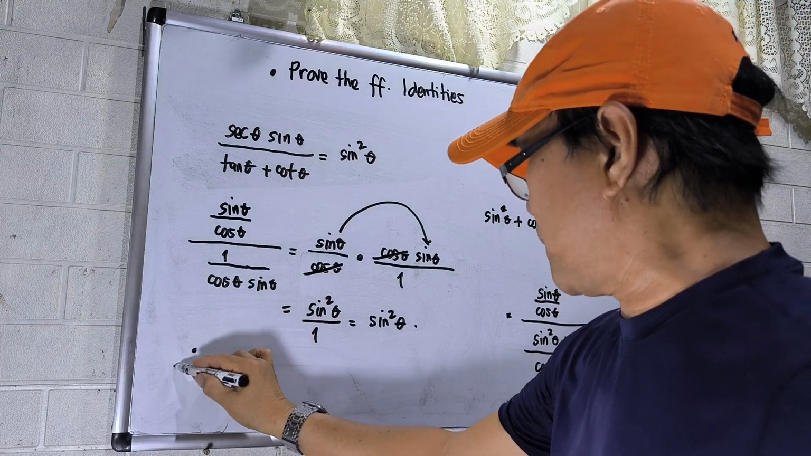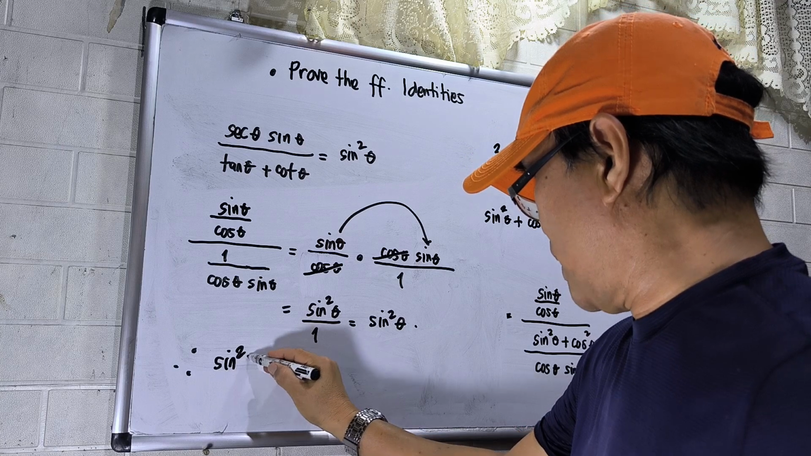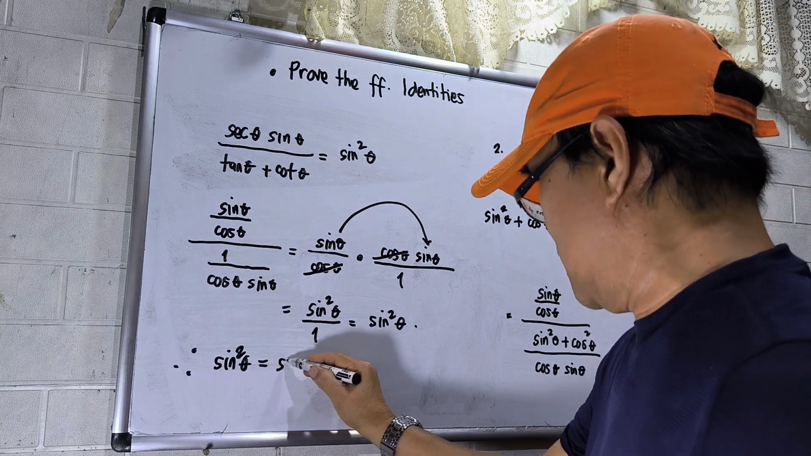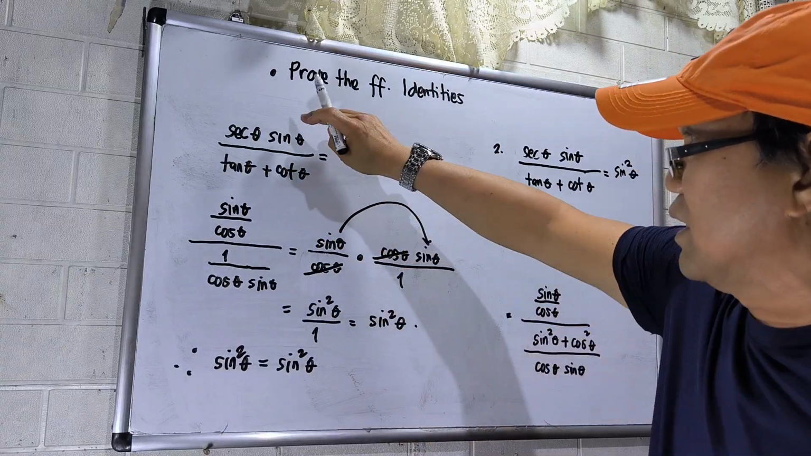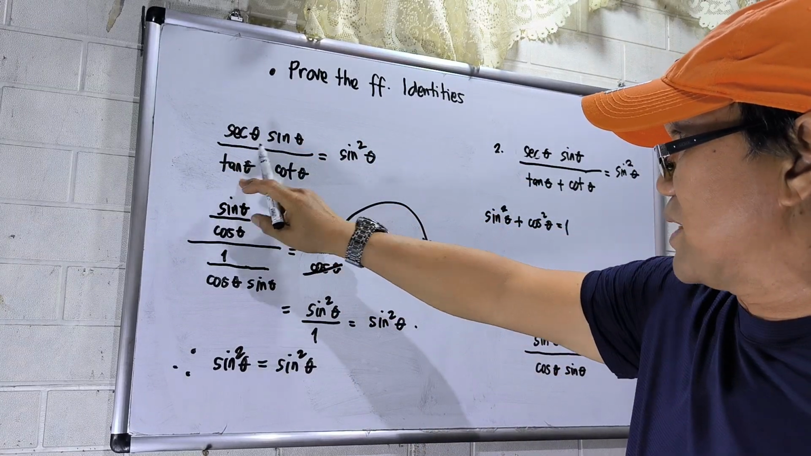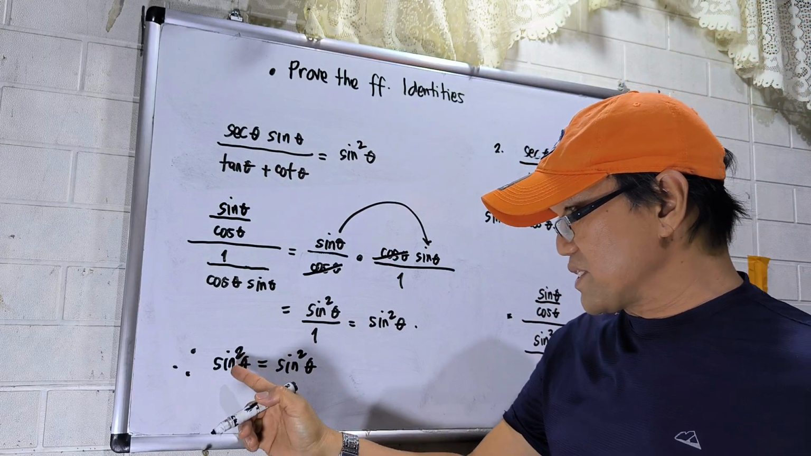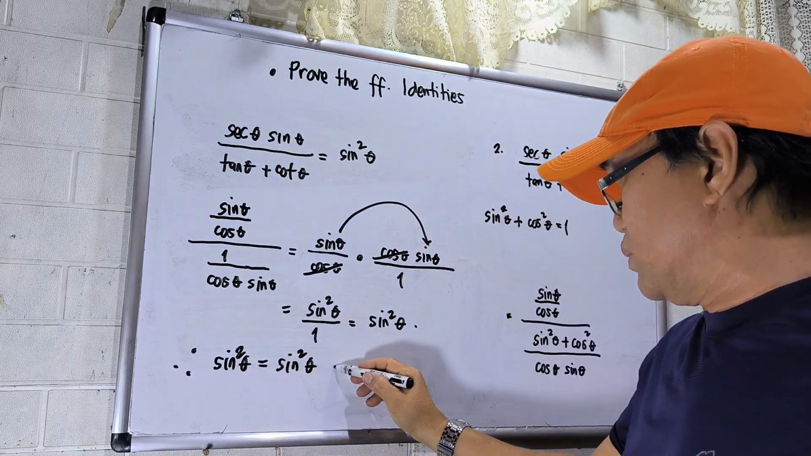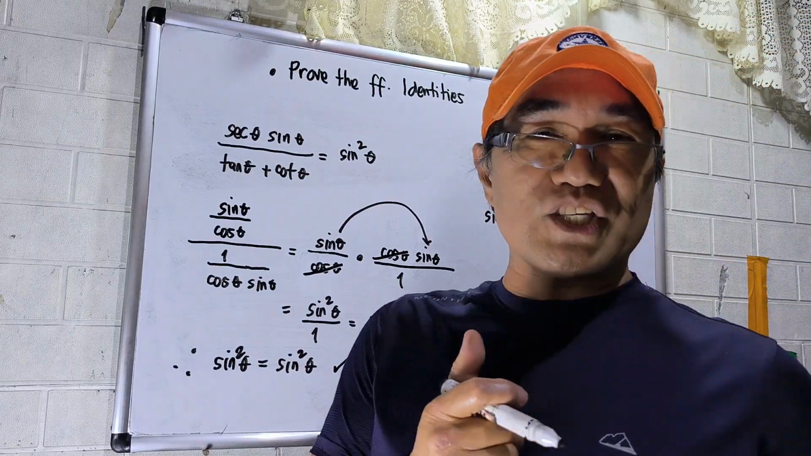So therefore, sine squared theta will be equal to sine squared theta. So the value of secant theta sine theta over tangent theta plus cotangent theta will be sine squared theta, equal to sine squared theta. So meaning number 2 is correct. That's all. Thanks for watching.